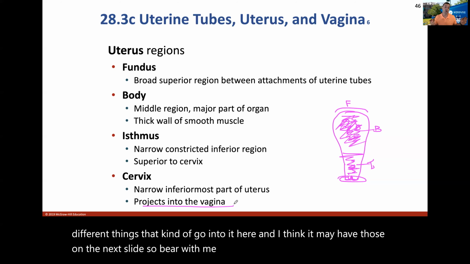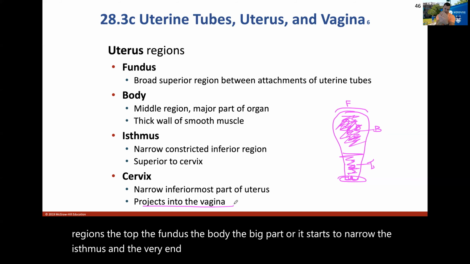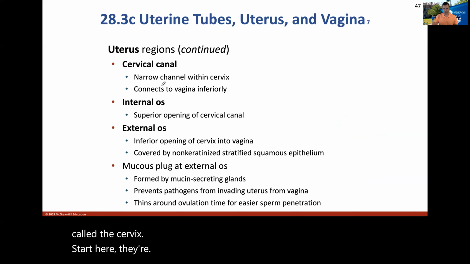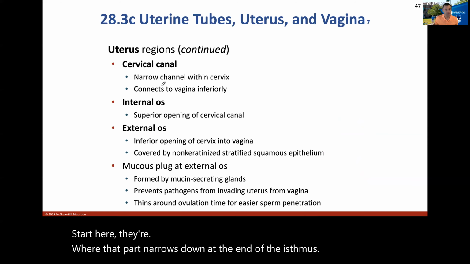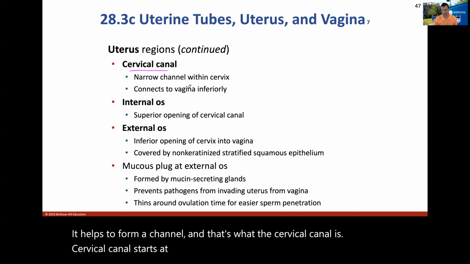But these are the four major regions: the top, the fundus, the body, the big part where it starts to narrow, the isthmus, and the very end as it abuts into the vaginal canal, called the cervix. Where that part narrows down at the end of the isthmus, it helps to form a channel, and that's what the cervical canal is. The cervical canal starts at the very end of the isthmus and continues through the cervix.